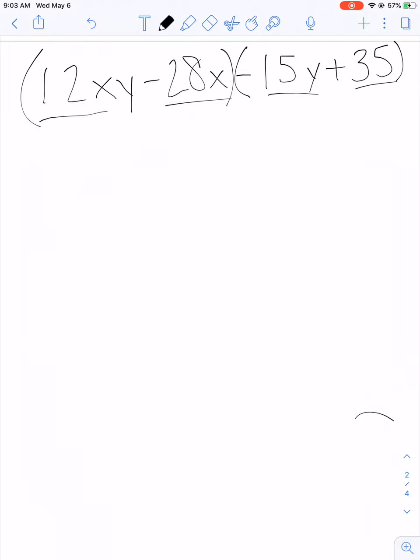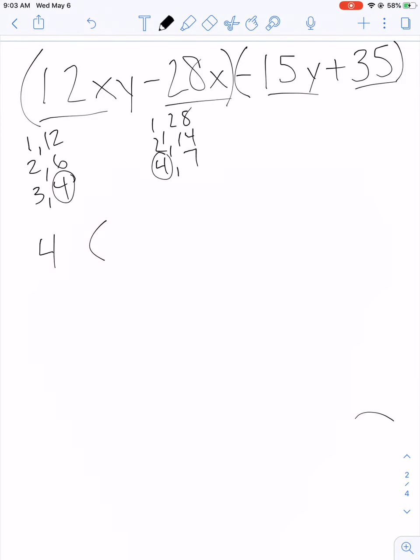Start listing numbers that multiply to be 12. 1 and 12, 2 and 6, 3 and 4. List 28's factors, 1 and 28, 2 and 14, 4 and 7. So what's the biggest number you can take out of both of those? Looks like it's a 4. So we're going to factor that out. What do we have left over? 3 and negative 7.